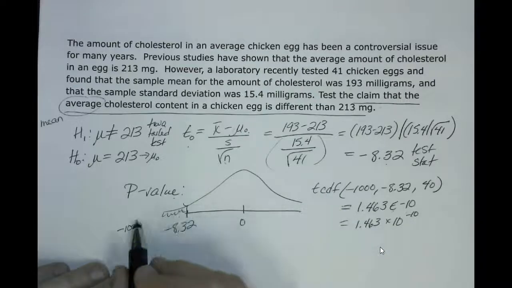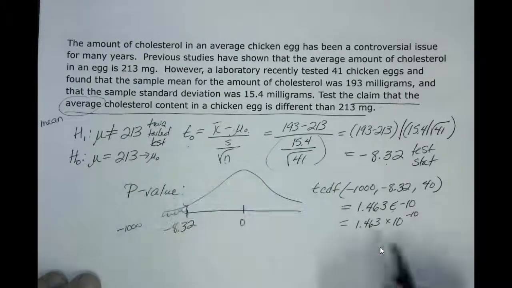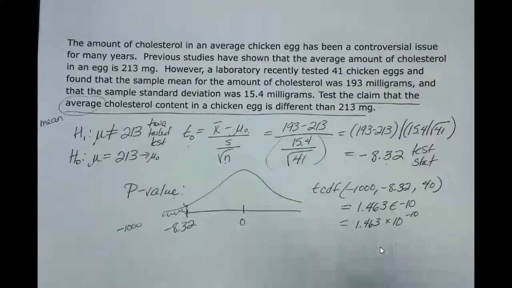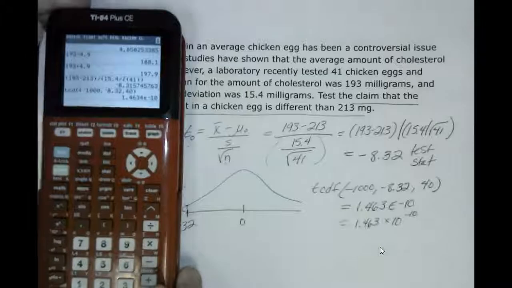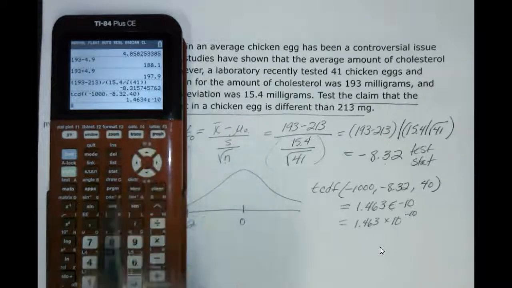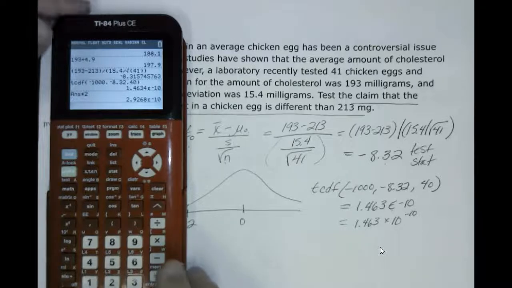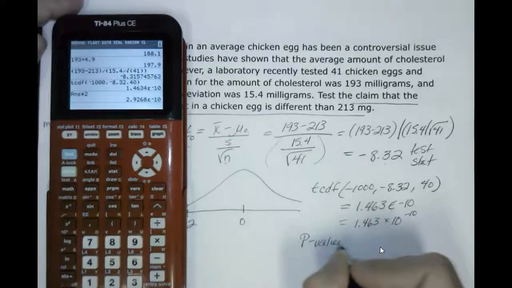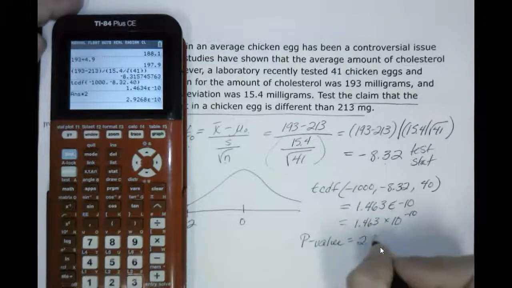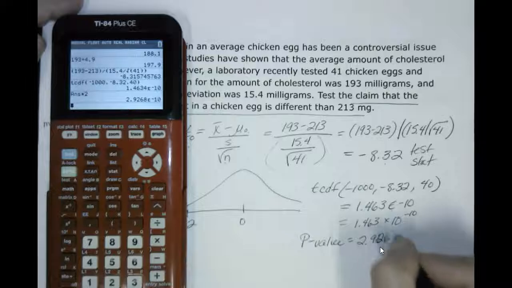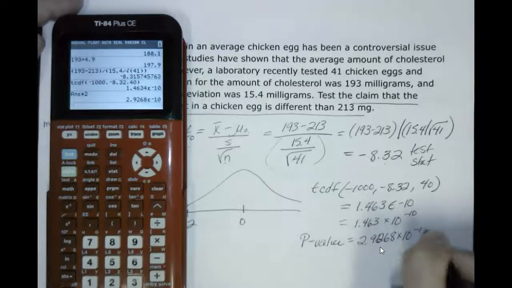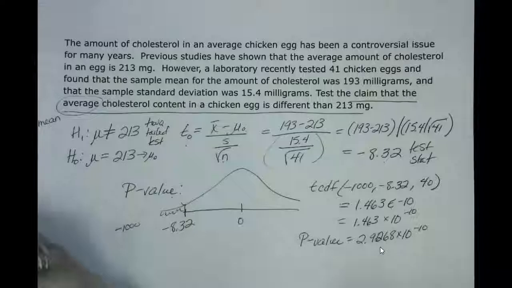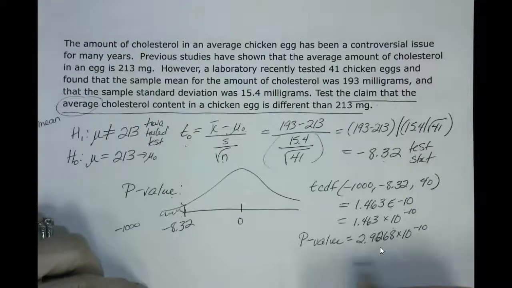Okay, so this was just for the left tail. Because this was a two-tailed test, we want to take this and multiply it by 2. So all I'm going to do on my calculator is where I have this answer in here, I'm just going to do times 2, and then I don't have to try to put that number back in there. So for my p-value, I get 2.96268 times 10 to the negative 10th. So that would be like a decimal point and then 9 zeros and then this number.